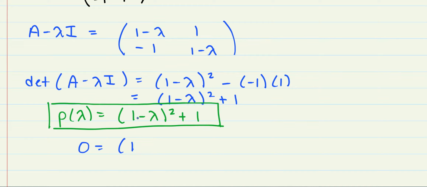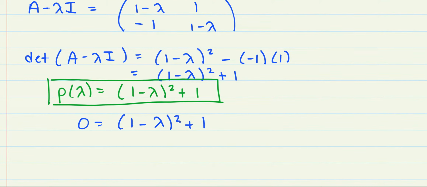You could try to expand this, and you'll see that you get something that's not factorable over the real numbers. The only eigenvalues for this particular polynomial are indeed complex. So I'm not going to expand this, but you can do that and try to factor it if you want to, but you'll see it's not factorable over the real numbers. So I'm setting this thing equal to 0.